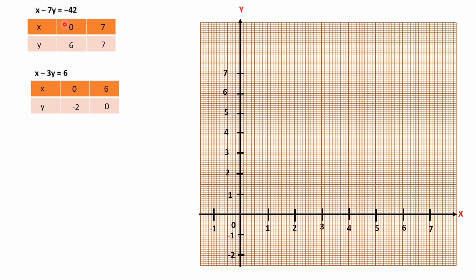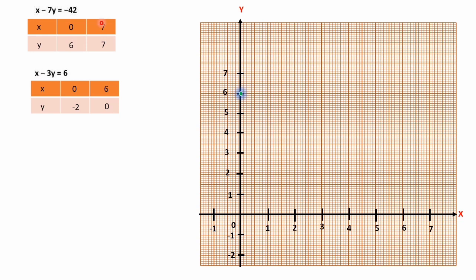First, x value is 0 and y value is 6. X is 0 means on the x-axis it is 0. The x-axis is this one, 0 is here. Then y value is 6. So to get y value 6, you have to move a little up. So this is your 6. So let's mark the first point here.